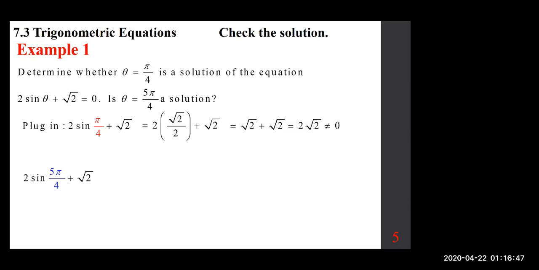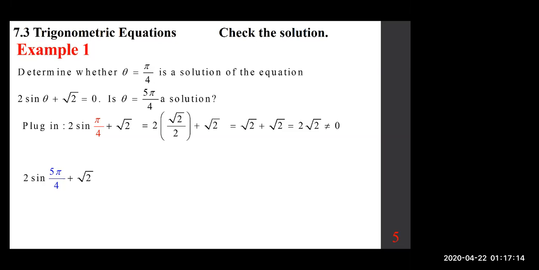Okay, so it's not a solution, everybody. You want to make a note of it. This is not a solution. Okay. Now we are checking for 5 pi over 4. So pi over 4 is out. No, it's not good. Okay. So all you have to do, figure out what sine of 5 pi over 4 is and put it in.